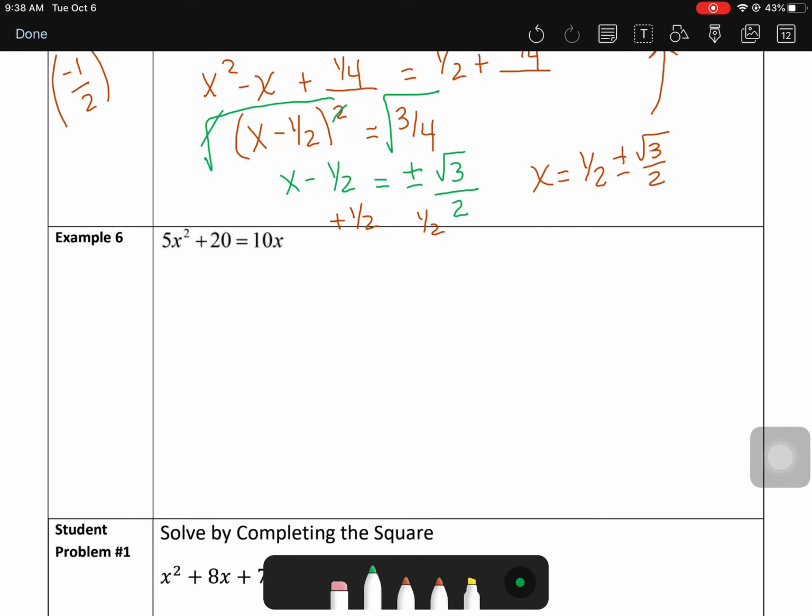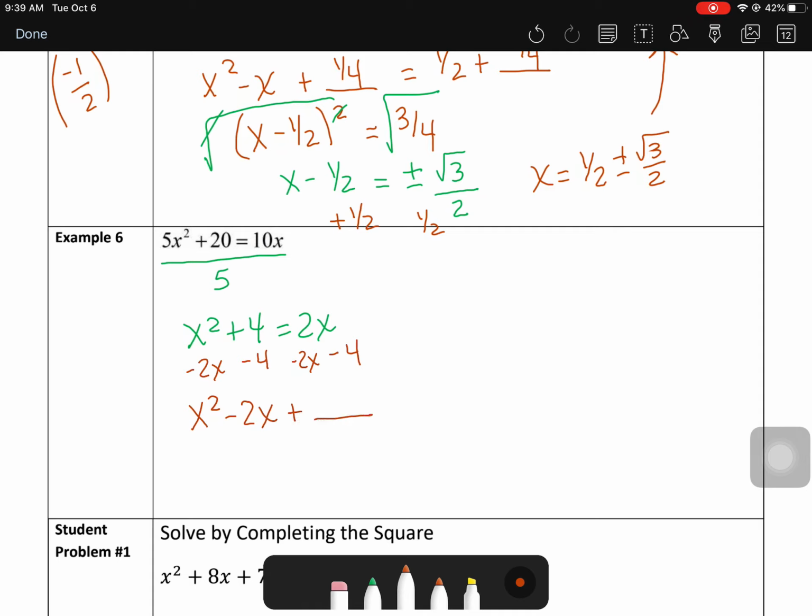All right, in our last example, the first thing we're going to do is to divide everything by 5, because we have to have a leading coefficient of 1 in order to complete the square. Now, the c needs to be on the other side, but the b value needs to be with the x squared. So we're going to move both of those together. So we have x squared minus 2x plus blank equals -4 plus blank.